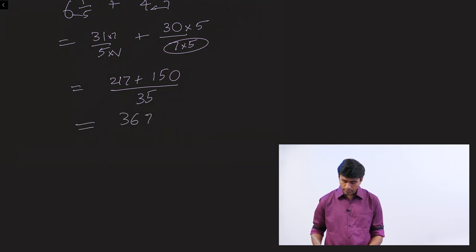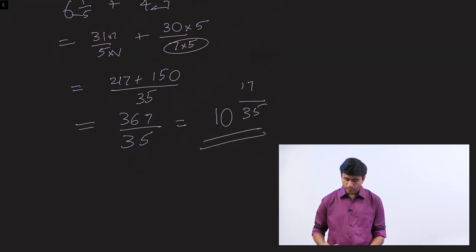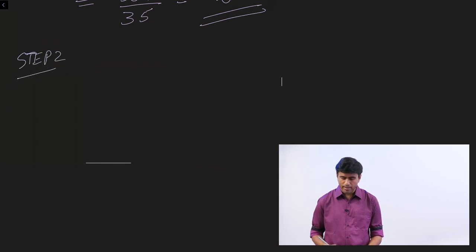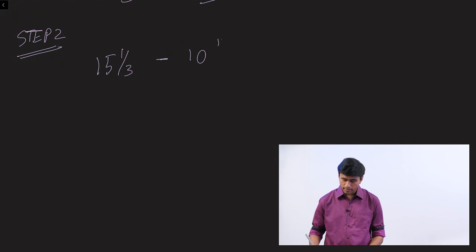367 by 35. If you have to convert it into the simplest form, it will be a mixed fraction of 10 17 by 35, which is your first step. Let's do step 2. Remember, they asked you to subtract the sum from 15 1 by 3. So 15 1 by 3 minus 10 17 by 35. 46 by 3 minus 367 by 35.